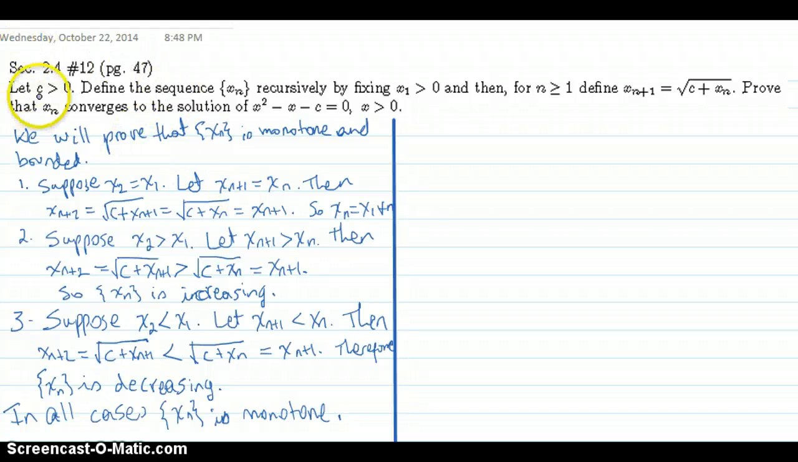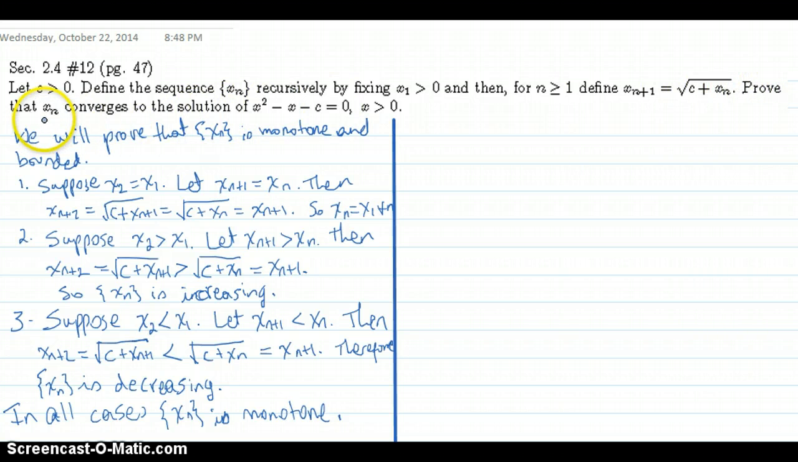So hello, this is problem number 12 of section 2.4 of our textbook Advanced Calculus by Patrick Fitzpatrick, second edition. It starts out by saying let C be positive and define x_n recursively by fixing x_1 positive and x_{n+1} equals the square root of C plus x_n. That means x_2 is the square root of C plus x_1, x_3 is the square root of C plus x_2, and so on and so forth.